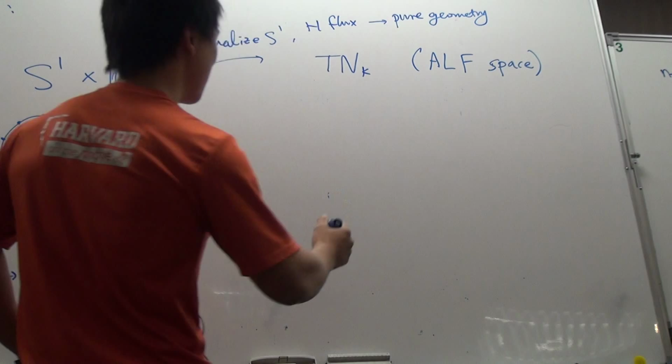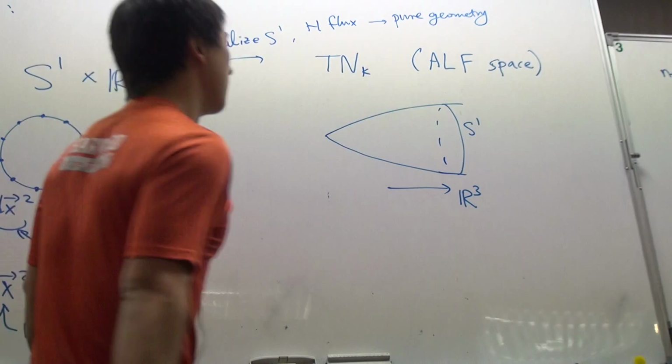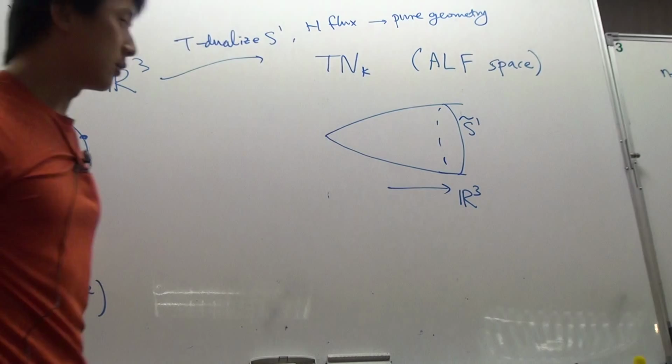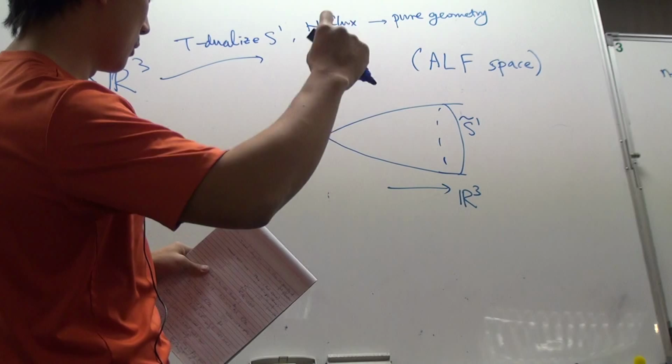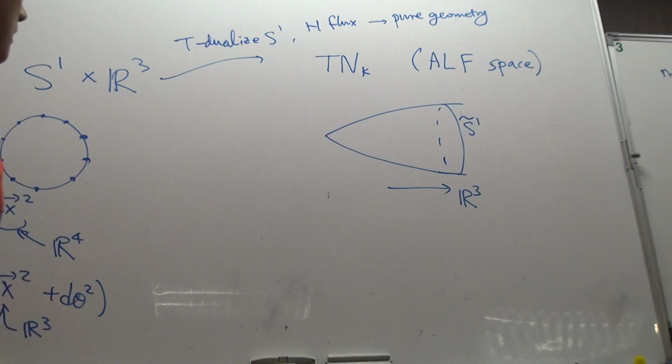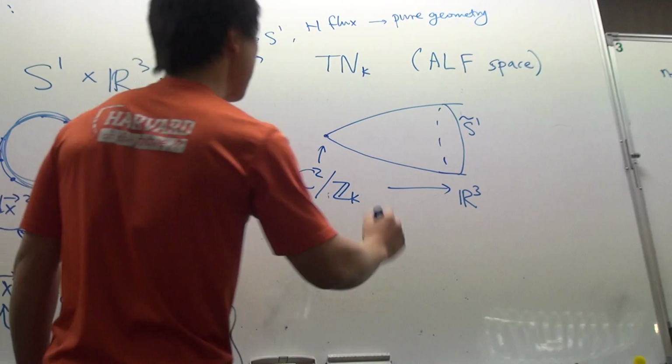I won't bother writing out the metric. It looks like this. There's going to be some circle, and I'm drawing this direction to stand for R3. The circle, which we call S1 tilde, the T-dualized circle of the S1, is fibered over the sphere at large distance in R3 with degree k. And near the tip, in the case when the fibers are smeared, the average on the circle, at the tip, you have a local orbifold singularity, C2 mod Z_k.